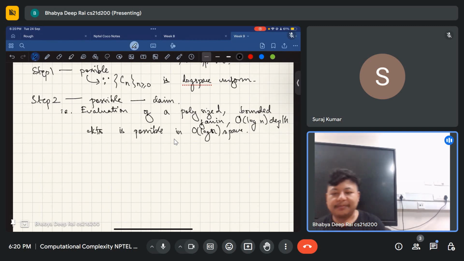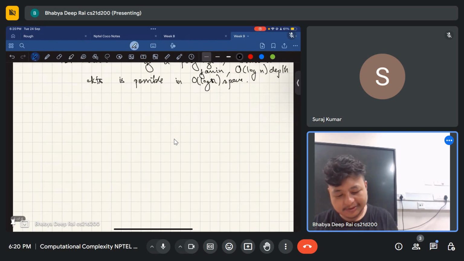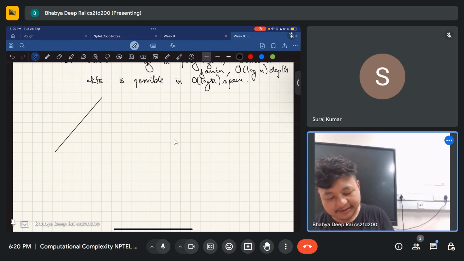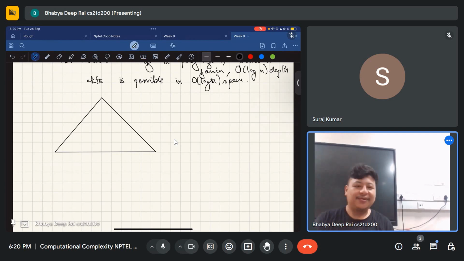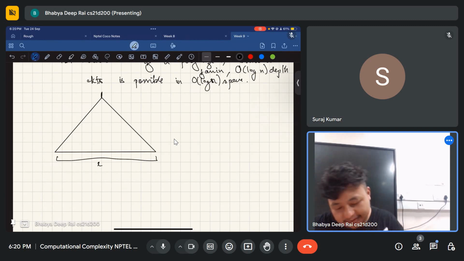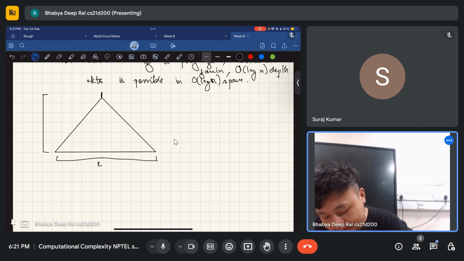Okay, so this is the claim. So how do you do that? Now let's say you have a circuit. The circuit looks something like this. Of course, it may not be very triangular in shape, but we know that there is X as the input and there is a single output. Now, what additional information do we know? Well, the depth of the circuit is order log n.